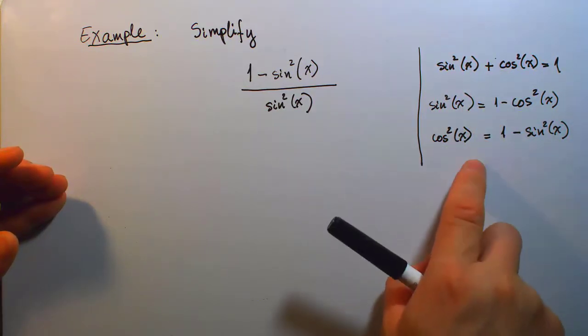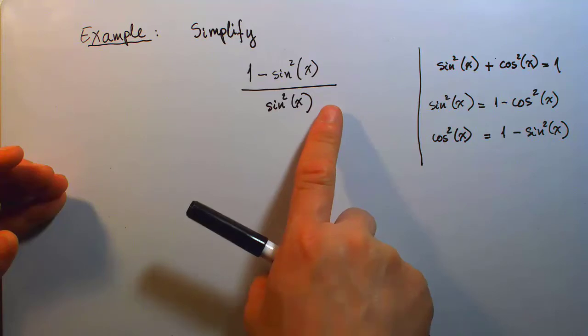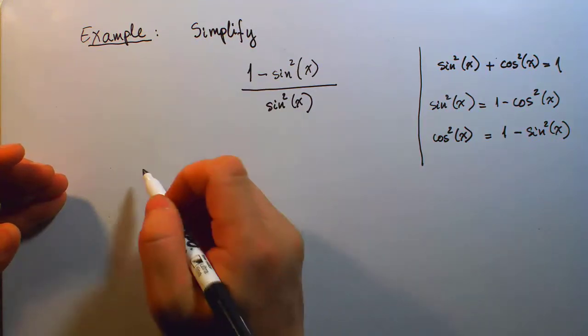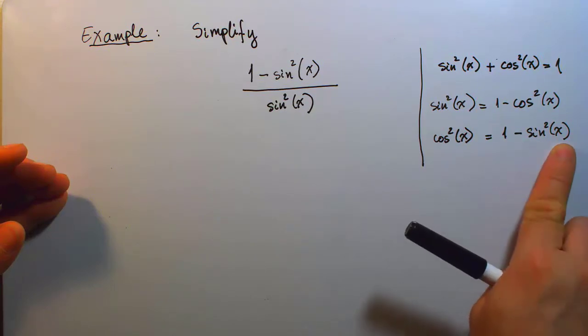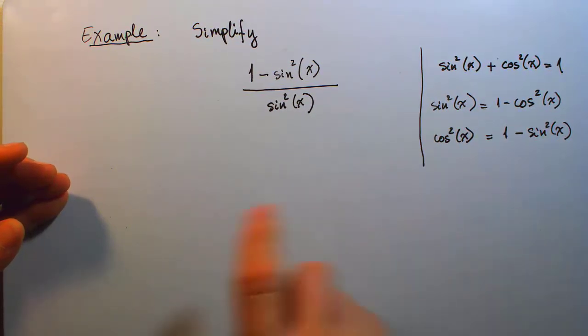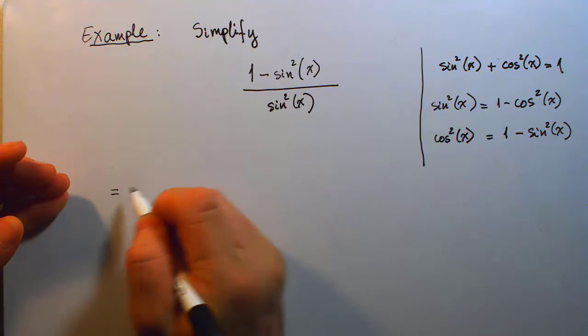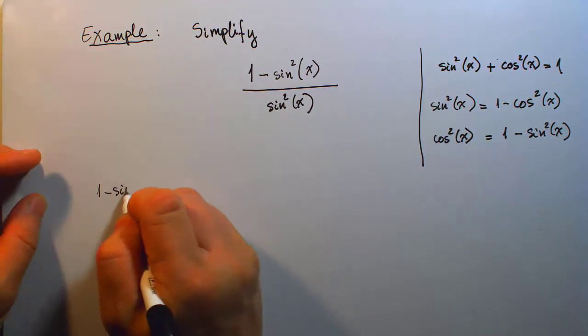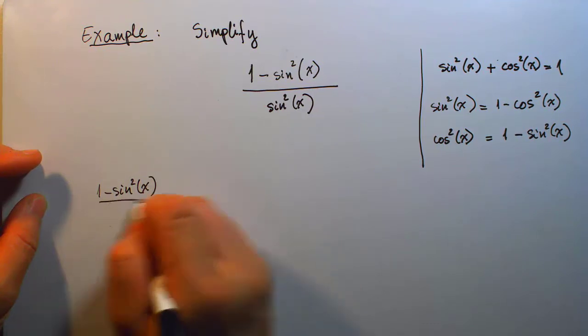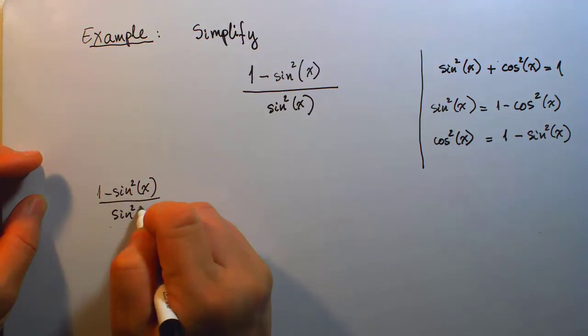And once again, it's going to be quite useful in this problem, because now, along with what I was trying to explain, we recognize that 1 minus sine square equals cosine square. And so that becomes useful. 1 minus sine square of x over sine square of x.